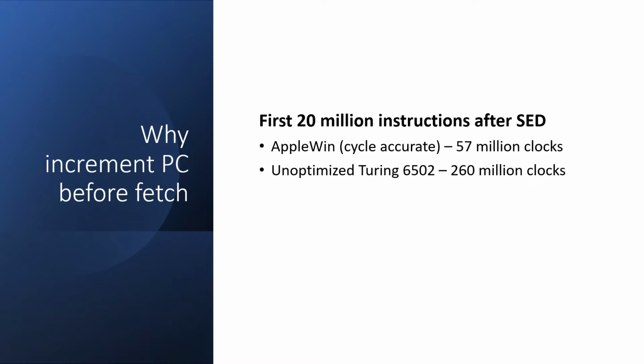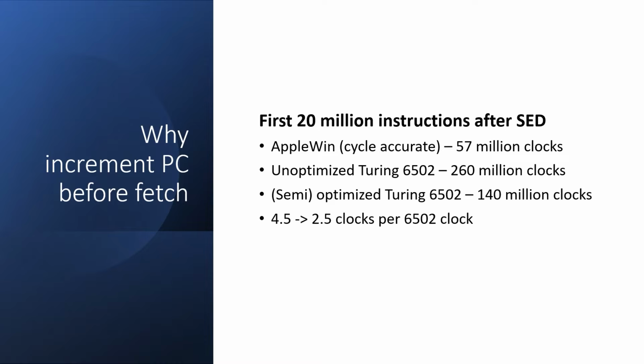My first implementation of the Turing 6502 actually required 260 million clocks for the same code. But after some optimization, particularly around fetch, I was able to get that number down to 140 million, and that's because fetch occurs for every instruction. So we went from 4.5 clocks per 6502 clock down to 2.5 clocks per 6502 clock. And with this current Turing 6502 design, we'll never get down to 1 clock per 6502 clock. That's because the real CPU overlaps fetch, decode, and execute, and it does this with extra hardware. But we'll explore these ideas more in the Pure Turing playlist, which is coming soon.